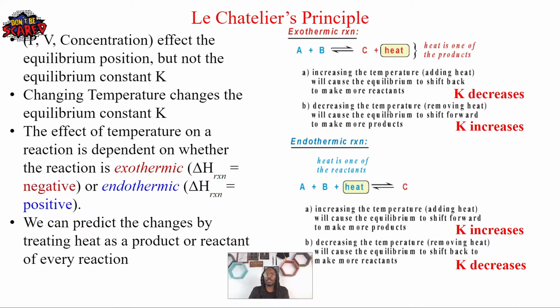Now, if we decrease our temperature, so in this case, if we remove our heat, we take away our heat, it's going to cause our equilibrium to shift forward to make more products. Because you took away my product, so I need to replenish my product. So in this case, if you take away my heat, I need more heat. So in order to make more heat, we're going to go towards the right. We're going to make more products.